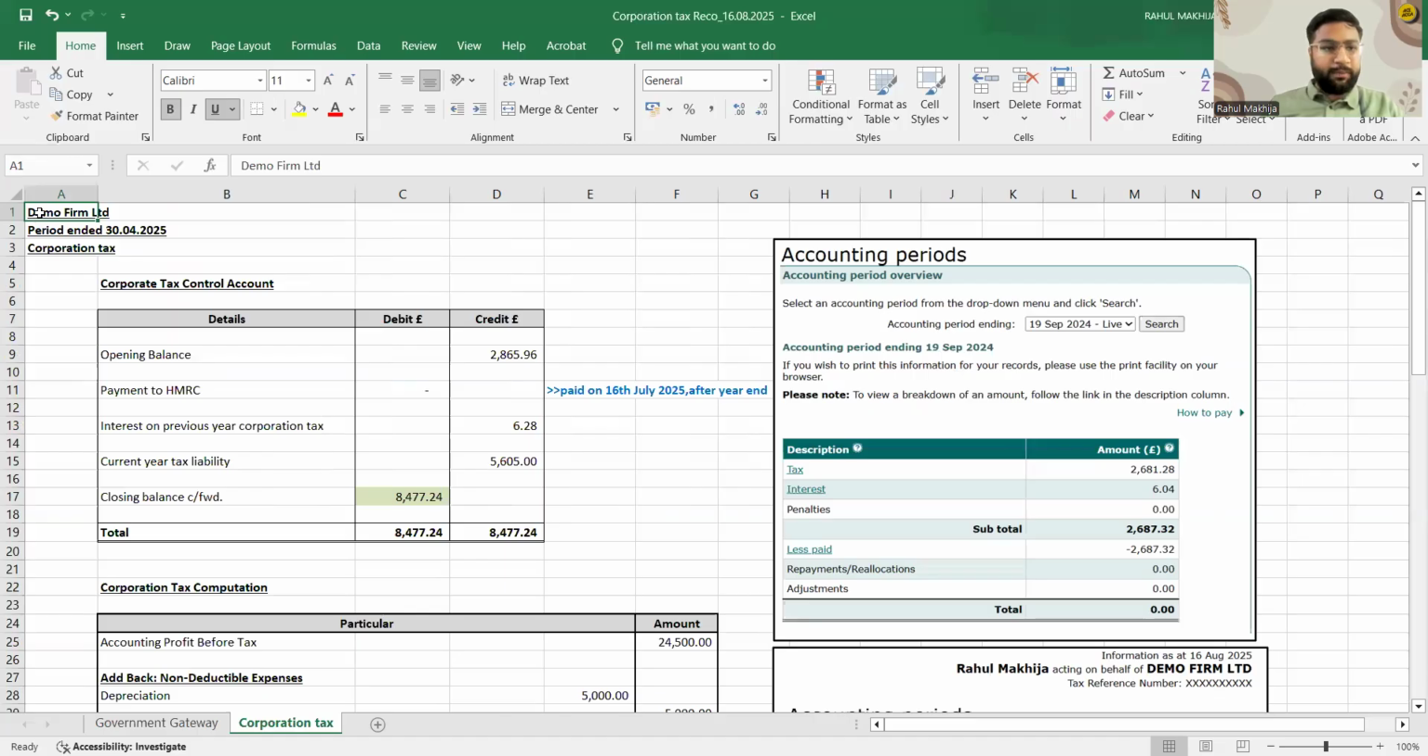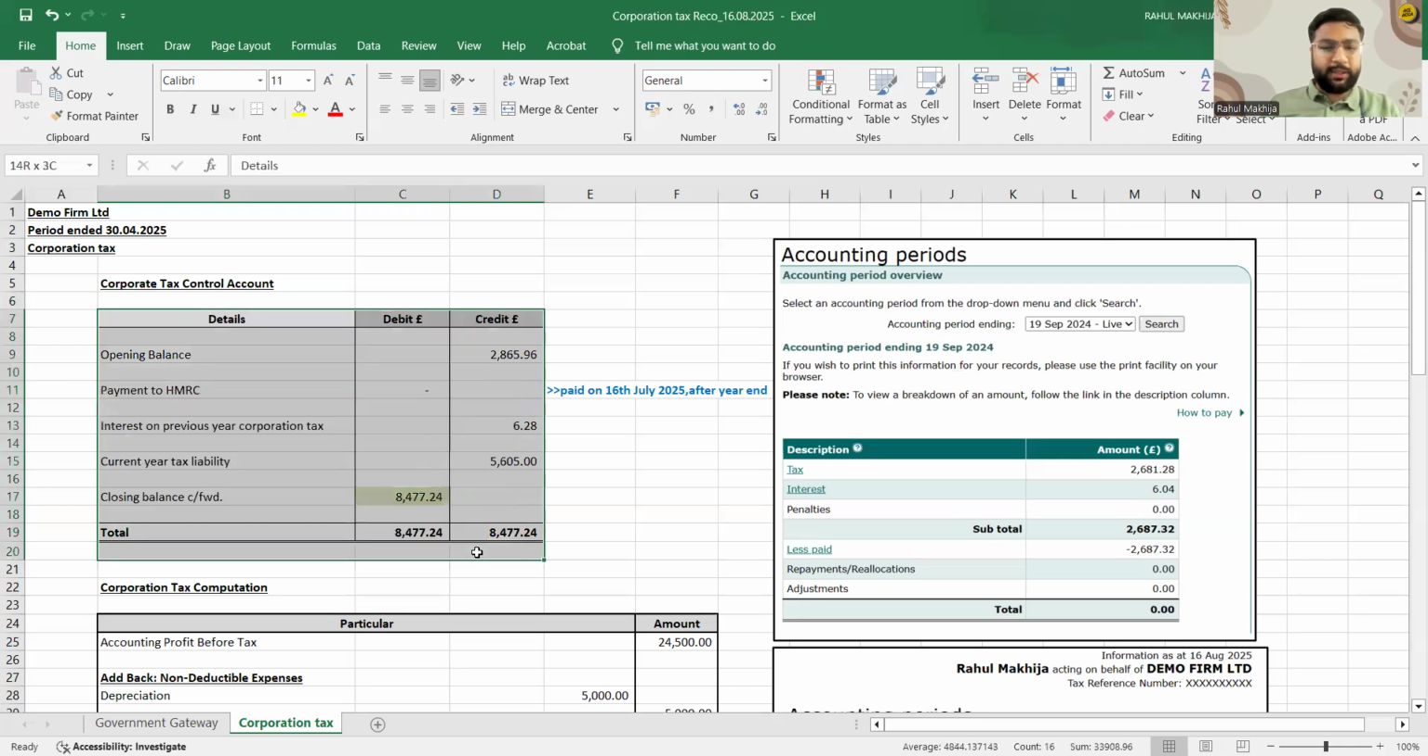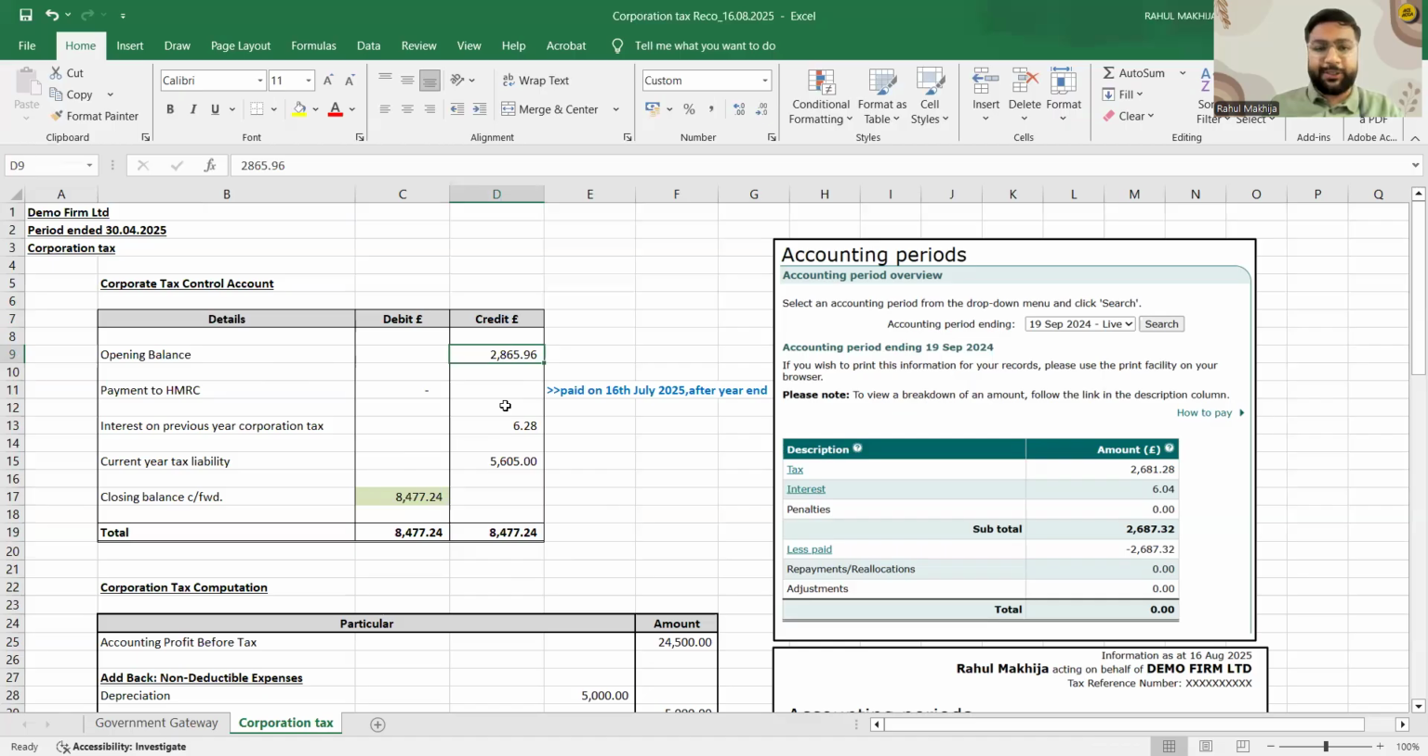So here it is, our Demo Firm Limited for the period ended 30th April 2025 and corporation tax. This is our corporation tax control account. And our opening liability is this, which we have assumed that for the period ended 30th September 2024, our corporation tax liability was 2,865.96 pound.